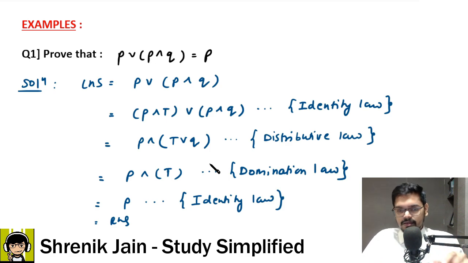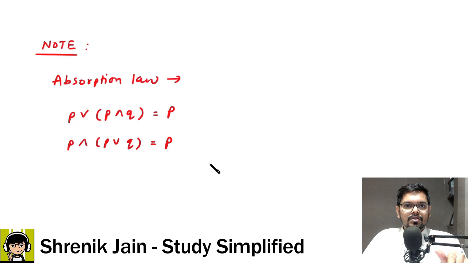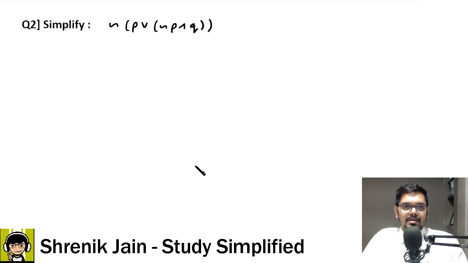Okay? There is a note for you. This is not some random example. This is actually a derived law. What we have studied earlier was not derived; those were the primary necessity laws. Now, this is a derived law, the absorption law. Absorption law is nothing but P or (P and Q) is P. It has absorbed everything and the input became the output. Similarly, if you replace OR with AND and AND with OR, the law remains the same. This is the absorption law. Let us go to the next example.